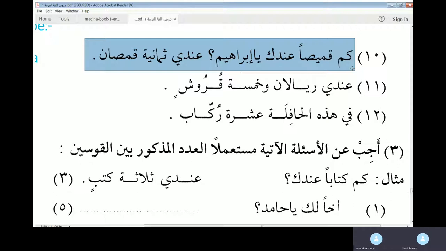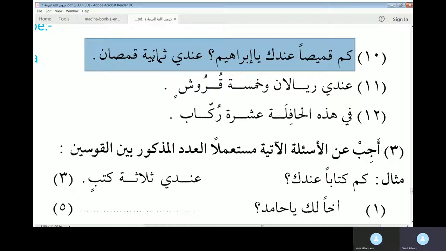Kam khamisun, kam khamisun indaka ya Ibrahimu? Kam khamisun, how many shirts do you have, O Ibrahim? Indi samaniyatu kamisan.